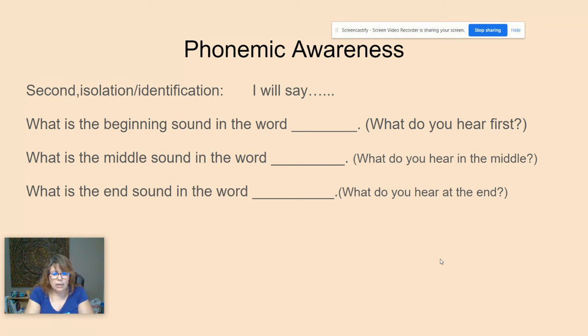What's the end sound in the word gum? If you said m, it's correct because in the word gum we have g, u, m, and that's the last sound. What's the beginning sound in the word fun? If you said f, your answer is correct because the first sound that we hear in fun is f. What's the middle sound in the word rag? If you said a, that is correct because we have r, a, g, and the middle sound is the a. What's the ending sound in the word bad? If you said d, your answer is correct because we have b, a, d, and the ending sound is d.